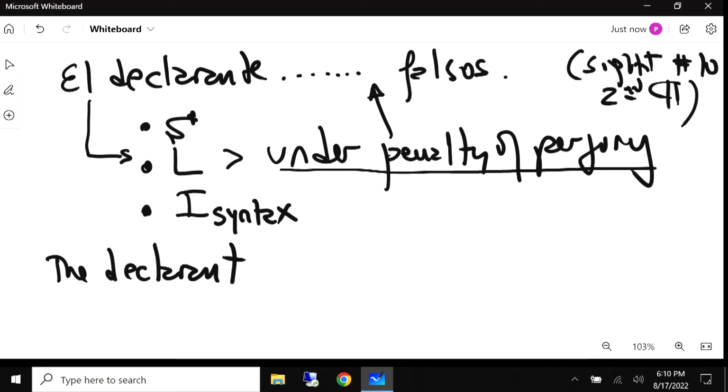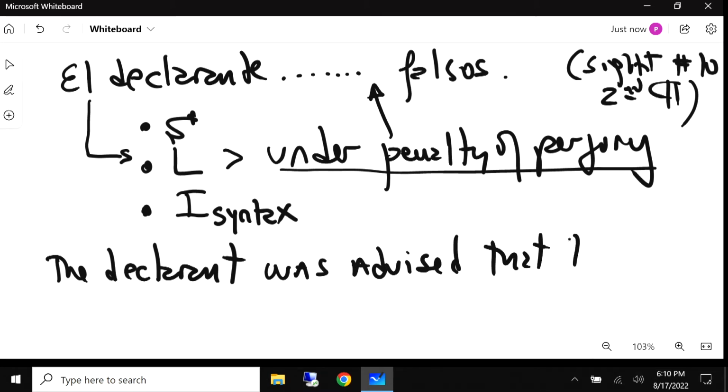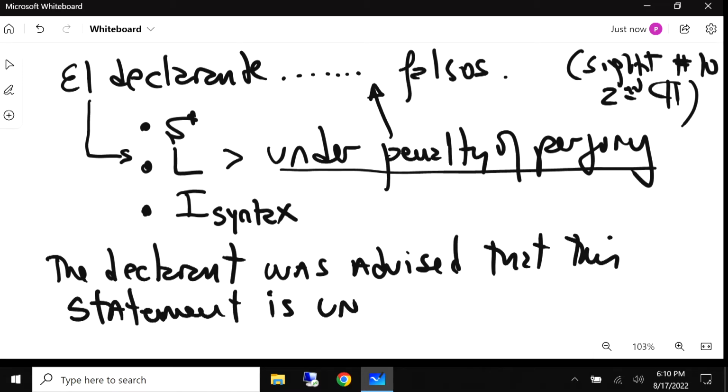The message is that this declarant was advised, right? So it says fue informado. So what you're going to say here is the declarant was advised that this statement, or you can say that the statement, either one, is under penalty of perjury.